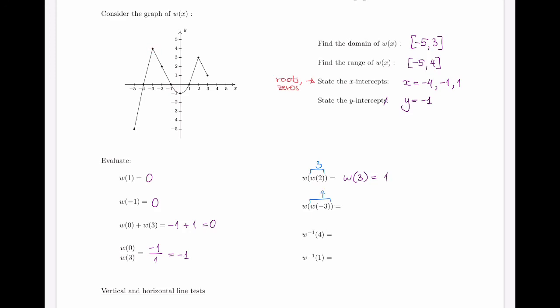So then in my next step, I have to compute w of 4. X equals 4 is right here, and there's no function at this point anymore. Notice that the domain only goes up until 3, which means that w of 4 is undefined.